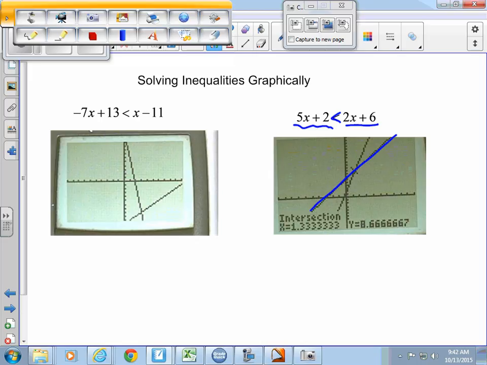And the red one. 5x plus 2 is the red one. So I want the red one.